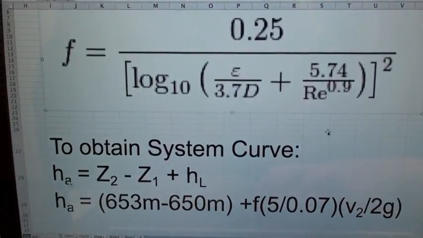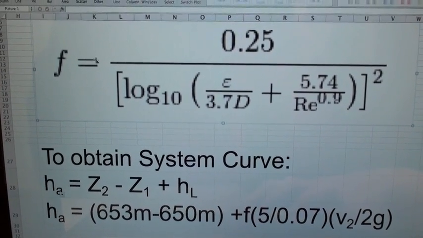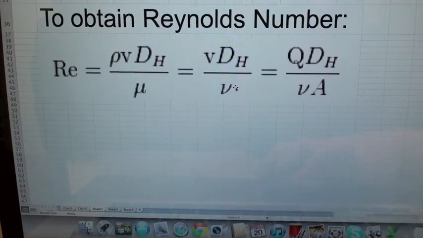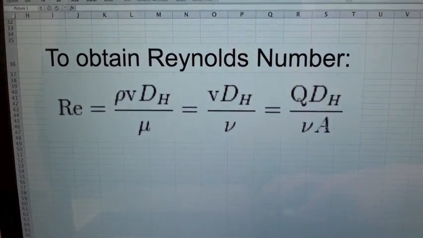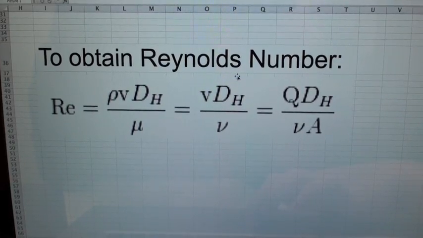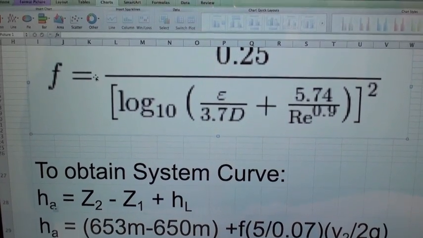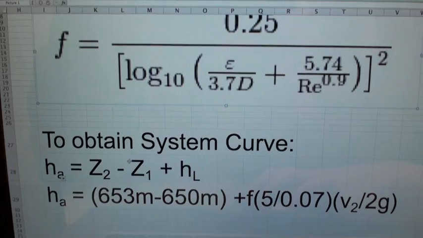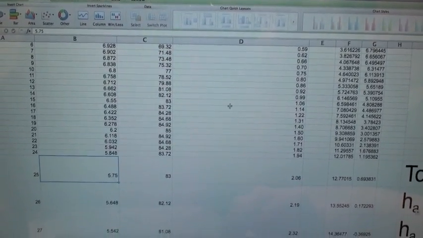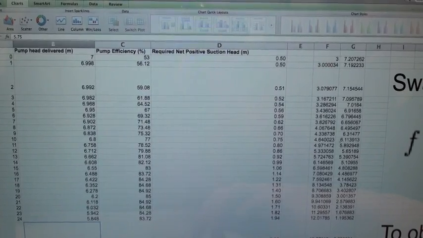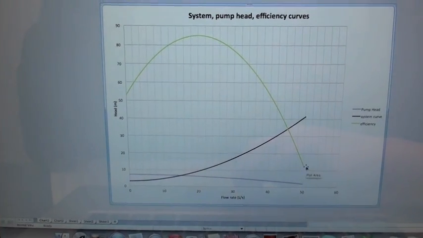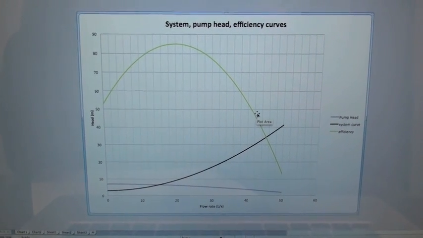In order to obtain a friction factor, you need to have the Reynolds number as well. To obtain the Reynolds number, this is the equation that we use, the typical Reynolds number equation, V times D over the kinematic viscosity. With the Reynolds number, you can find the friction factor, and with the friction factor, you can find the system curve, and you just need to plot it in Excel. You get a friction factor with the equation, and you plot it versus the flow rate. So this is how you actually get a system, pump head, and efficiency curve.